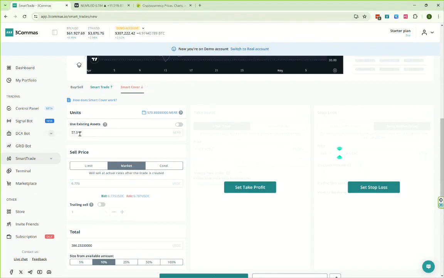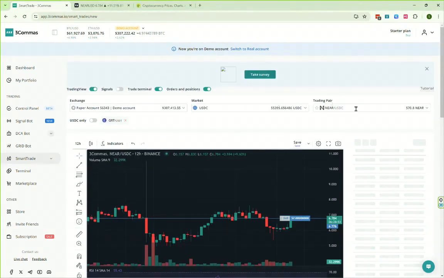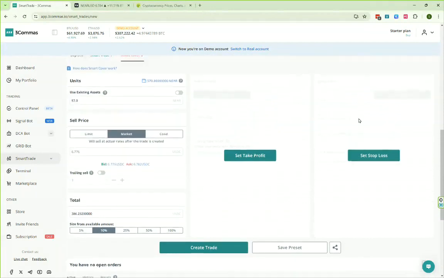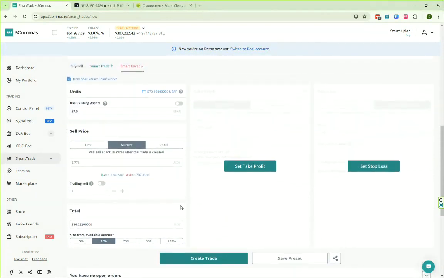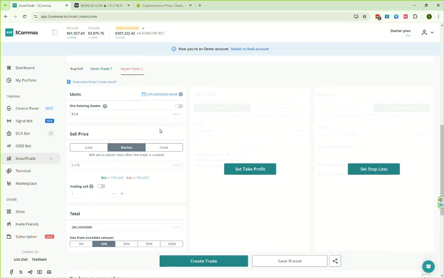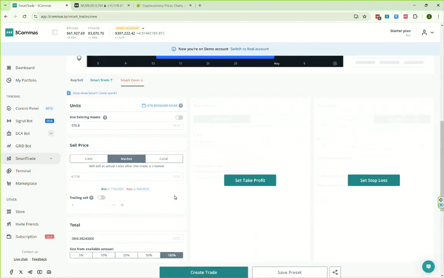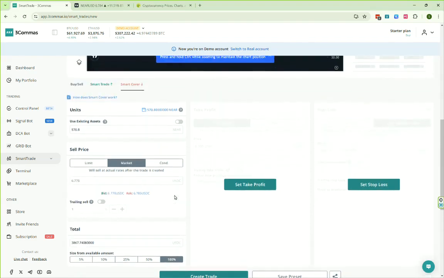So the first thing we need to do is make sure we have the correct pair that we're looking at. And so when we come down here, the first thing I usually do is mark what percentage of this 570 NEAR I want to sell. Now for me, I'm a little bit more aggressive, but I'll do 100% on there. So you can do whatever. Anyway, so then we can do it here.